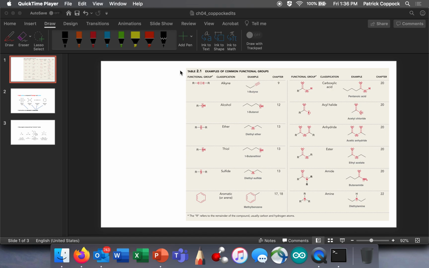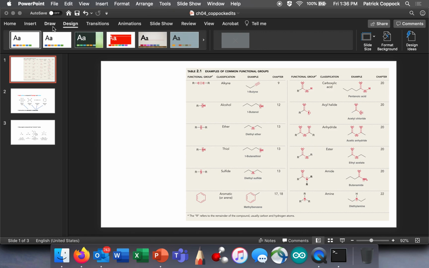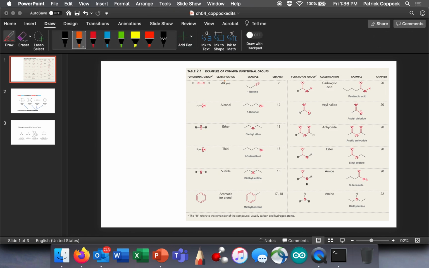So I brought back out this table. You've seen this table before. Brought this back out to remind you that we are doing functional groups, okay? So one functional group, for example, is an alkyne. It's a triple bond. An example of that is 1-butyne.